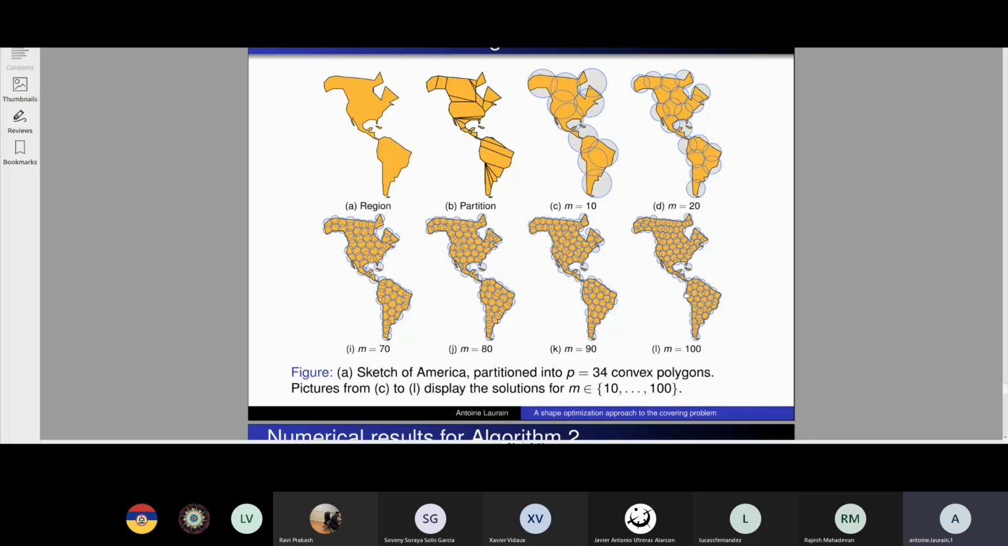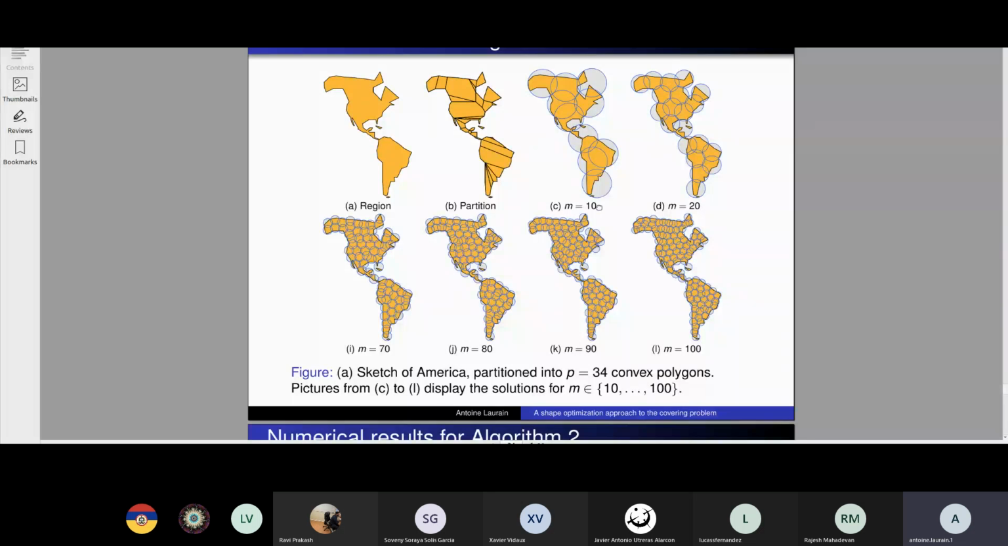And I think what is very interesting is that when the number of disks becomes large, you really start to see this lattice structure, which is logical because when the radius becomes small, you become closer to a covering of the entire space. So you can really see this lattice structure with the hexagonal structure, but close to the boundary, of course, it's a bit different because you have the really irregular structure of the boundary.